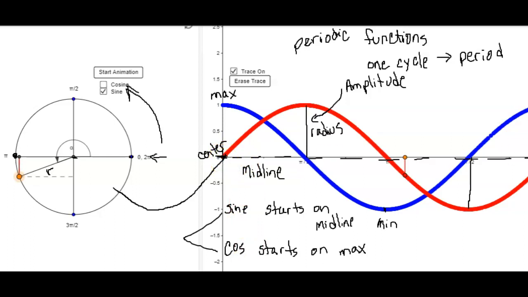And the only other thing we need to know is the period. How long is the wave? And the period is one full cycle around the circle. So it depends on whether you're doing degrees or radians, but if you're doing degrees, one full cycle is 360 degrees. If you're doing radians, remember one full cycle is 2 pi.